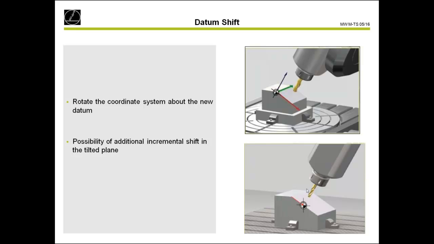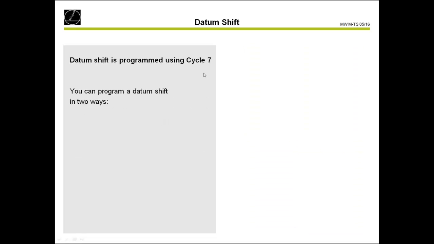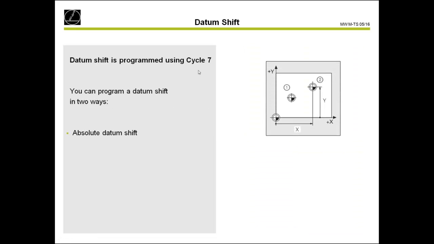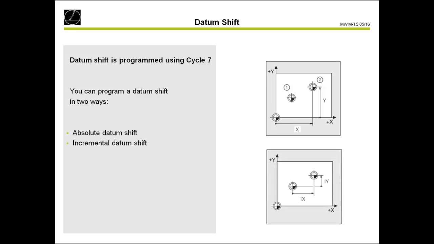And with an incremental datum shift, you can also move the datum once again on the tilted surface, for example if you need to do a rotation or a mirroring on the tilted surface. You can program the cycle 7 with absolute coordinates or with incremental coordinates, and you can reset it easily with X, Y, and Z 0. Then you are once again back at the preset.